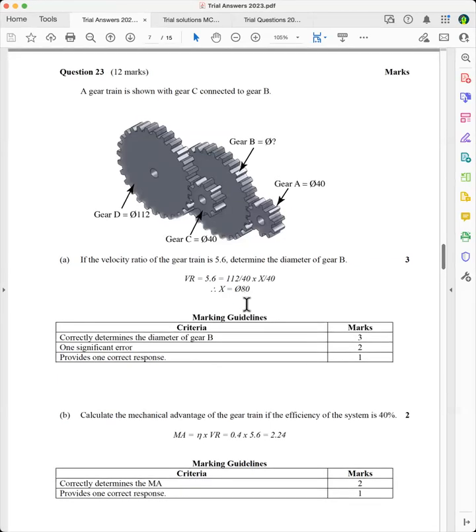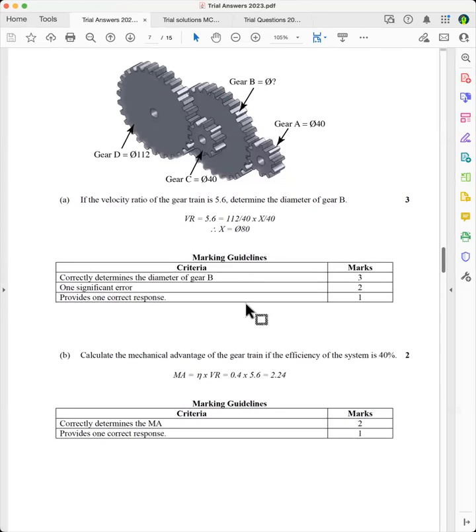Okay, so that's how you work out these gears. Calculate the mechanical advantage of the gear train if the efficiency of the system is 40%. Remember, the velocity ratio equals mechanical advantage at 100%. So the mechanical advantage of this gear train is 5.6. That's not taking into account friction.